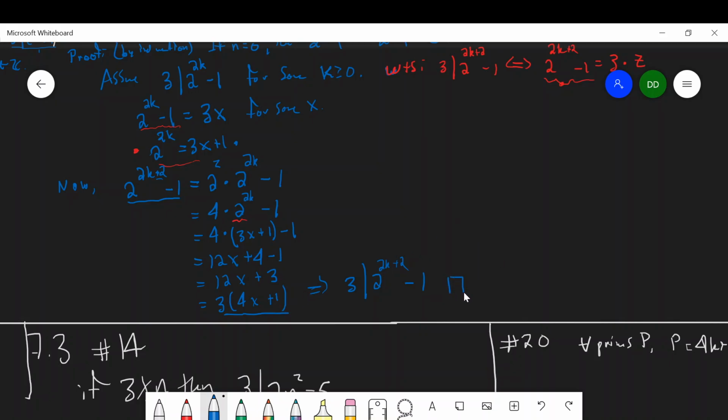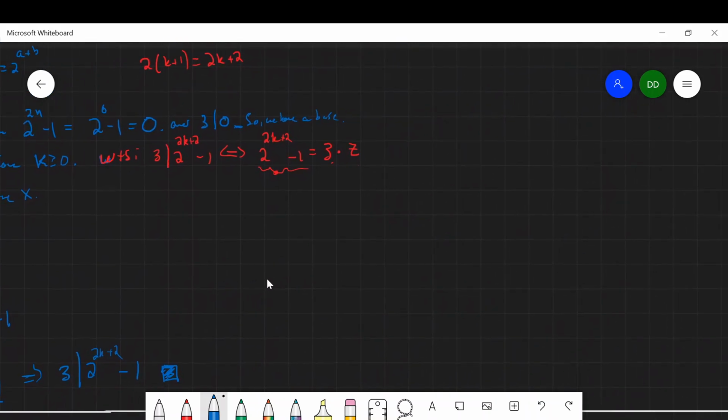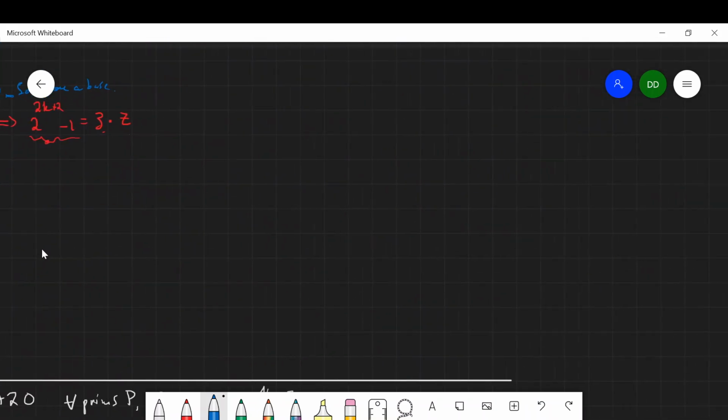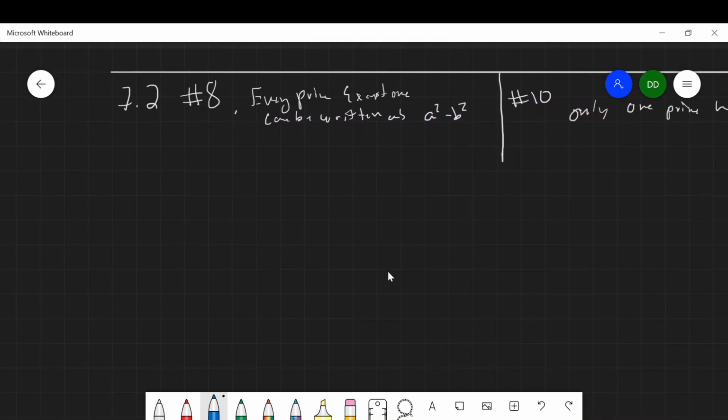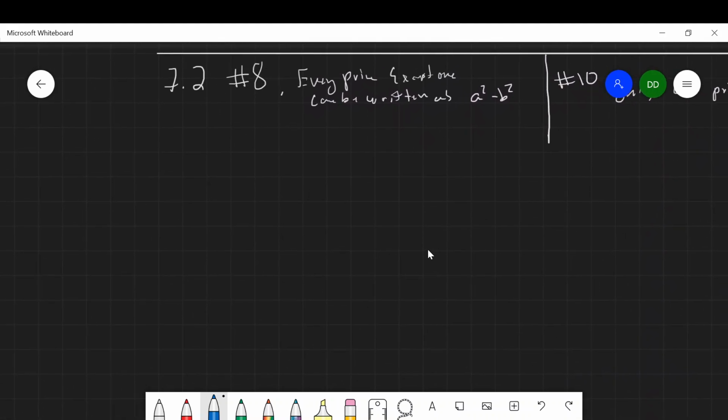That's the proof. By induction, it holds for all n. Beautiful. All right, let's move along. Whoop, got to catch myself there. Moving on to section 2.